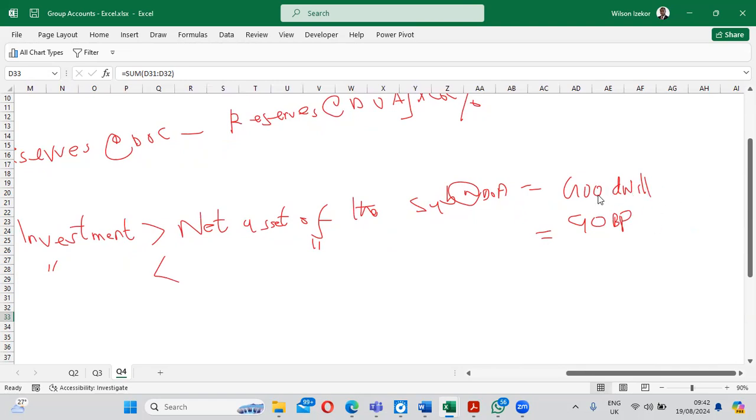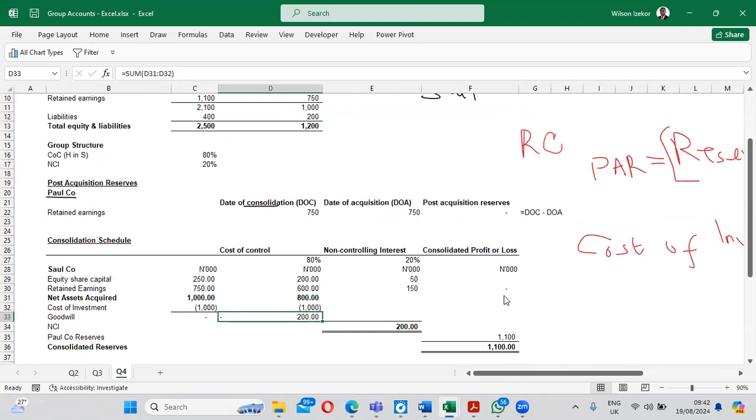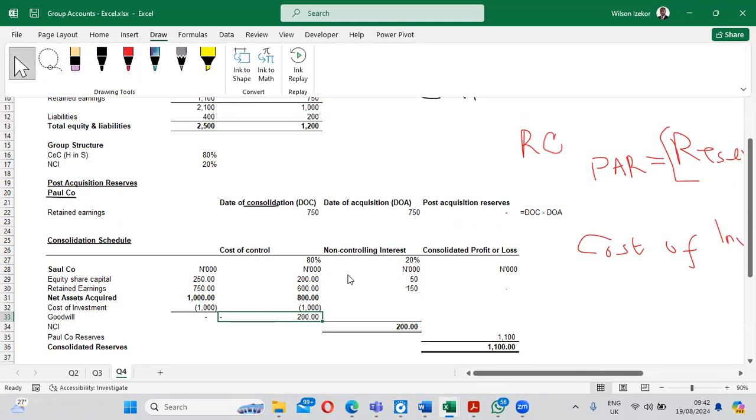Basically, what you do is that this goodwill is taken to non-current assets and is tested for impairment, while this gain on bargain purchase is what is taken to the consolidated P&L. So we are going to see examples of that. All right, so that's what we will do there.